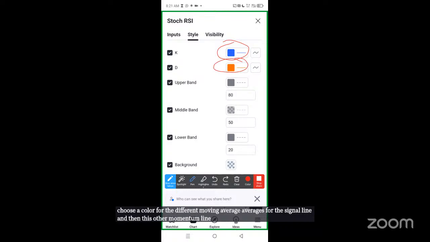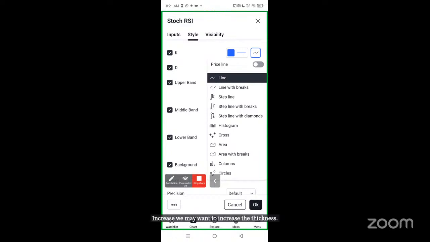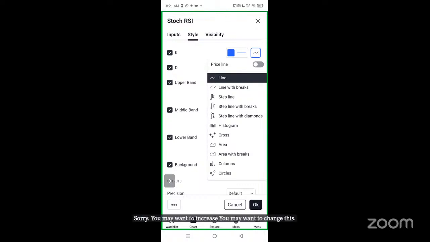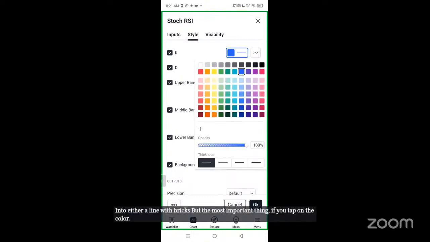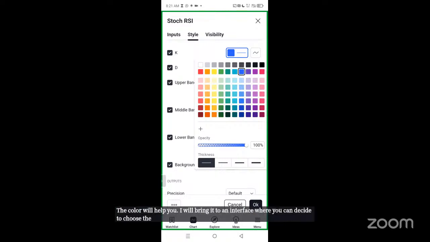So, and also you may want to increase the thickness. Sorry, you may want to change this into either a line with breaks. But the most important thing, if you tap on the color, it will bring you to an interface where you can decide to choose the thickness of the line and then the color itself.